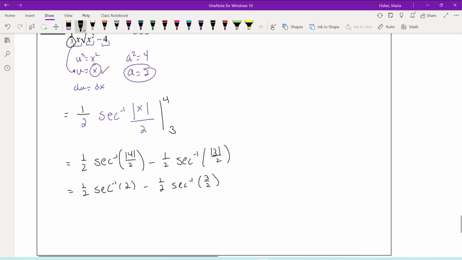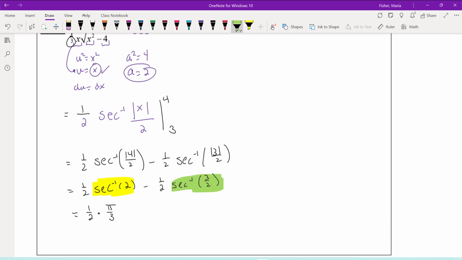Well, do I know where the secant is equal to 2? Can I find the inverse secant of 2? Yes, that's equal to pi over 3, so I know that this is 1/2 times pi over 3. Do I have any idea where the secant is equal to 3/2? No, I don't know what that number is, so I'm going to leave it alone. Finally, if I multiply these together, I end up with pi over 6 minus 1/2 times the inverse secant of 3 over 2.